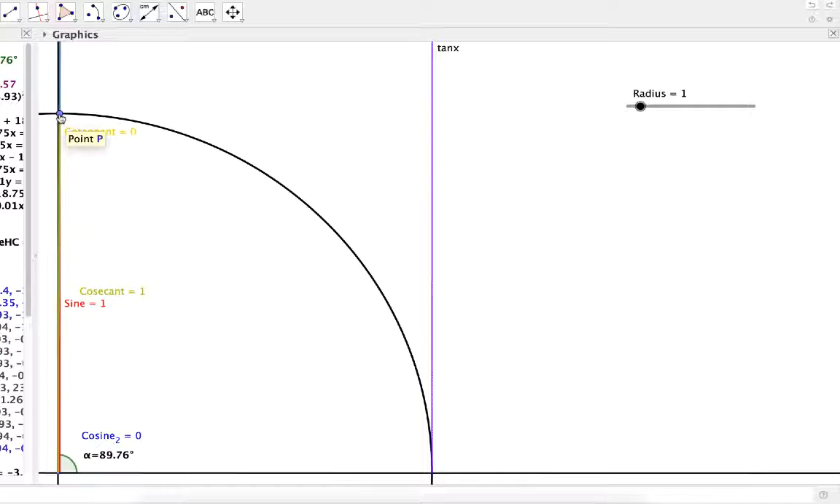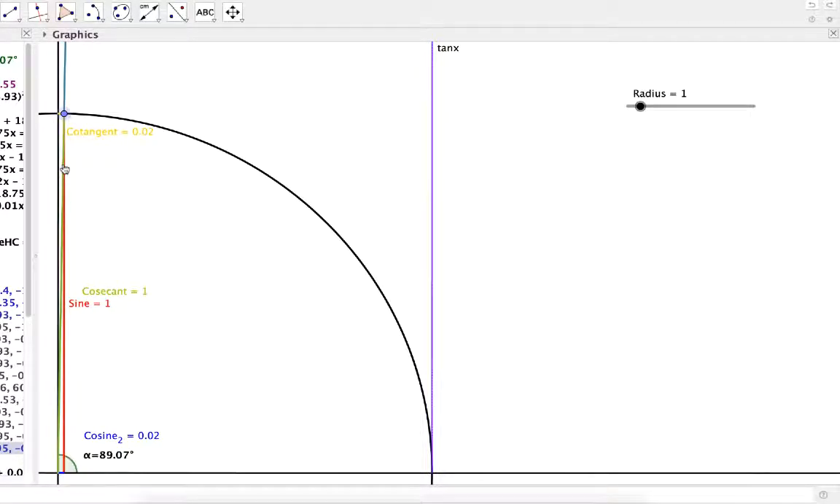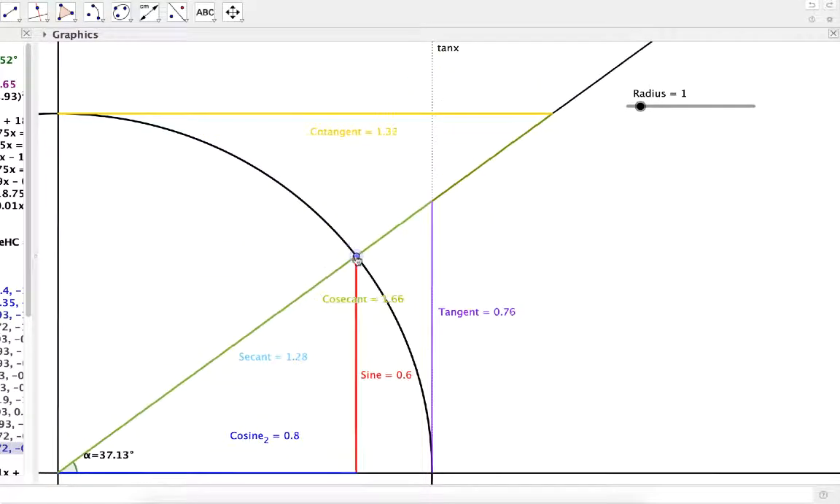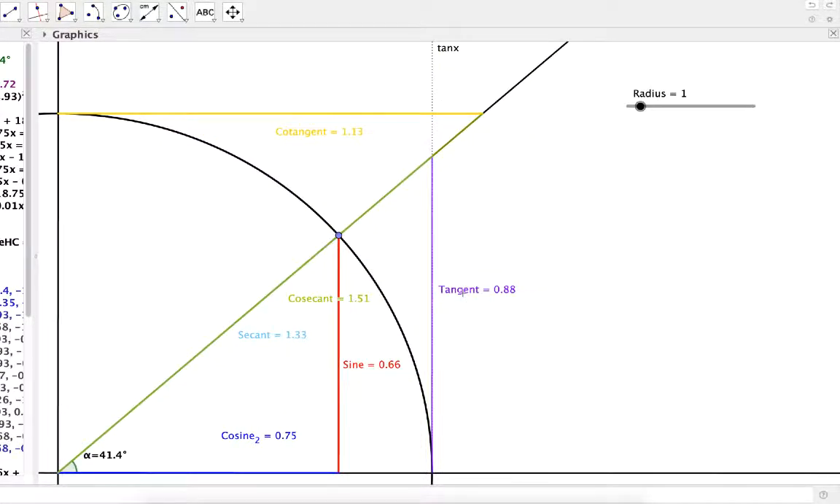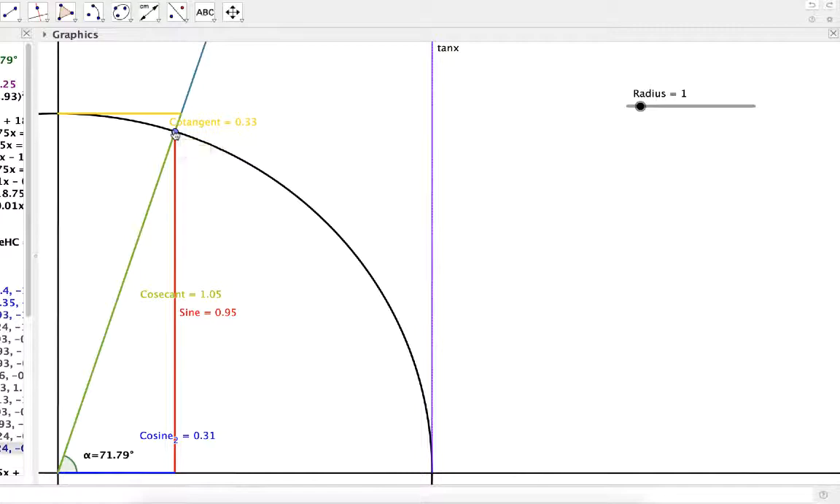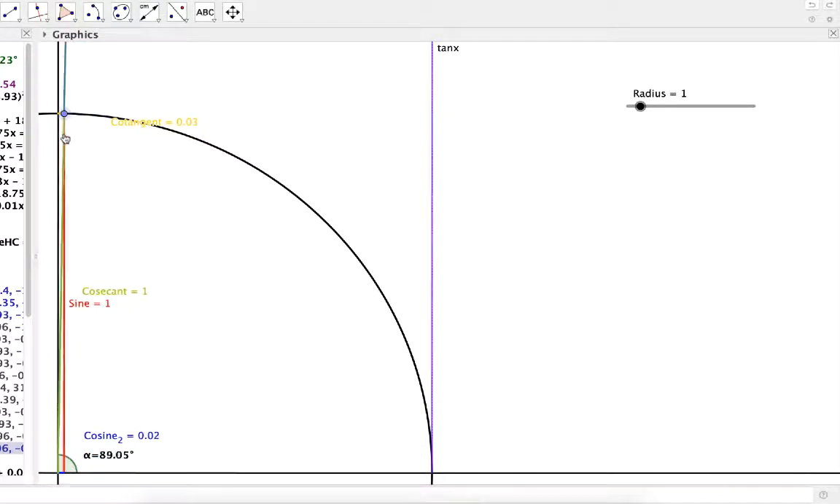Now, what are the undefined lengths when alpha goes to 90 degrees? Well, it's going to be tangent and secant. And let's see it. So as the angle increases, we're going to pay attention to tangent here. It's just going to increase and increase because we notice that the ray is getting further and further apart. And when alpha is actually 90 degrees, the ray is parallel to the tangent line, and it makes the length undefined because they're parallel to each other.